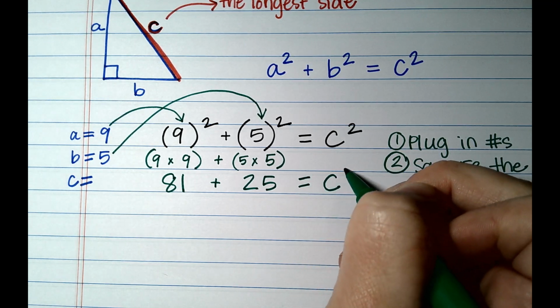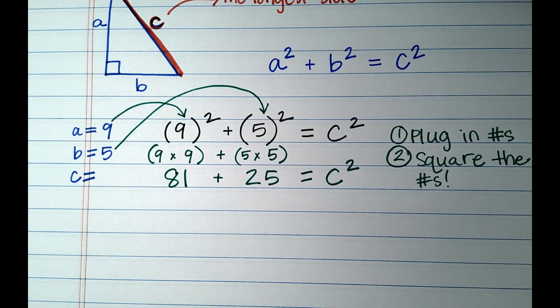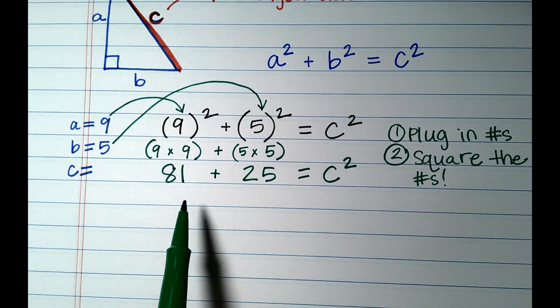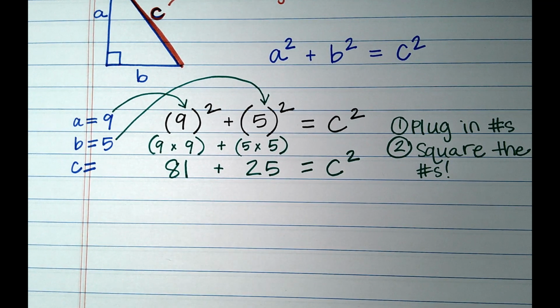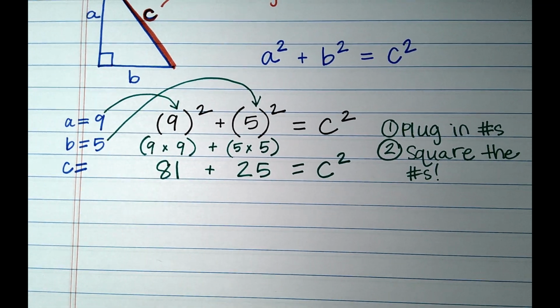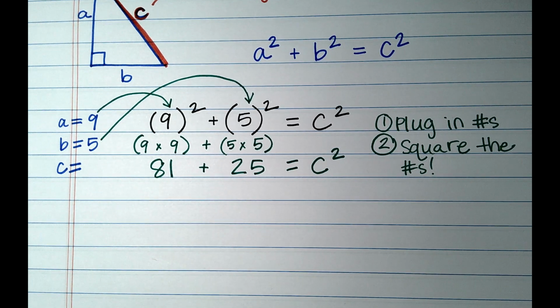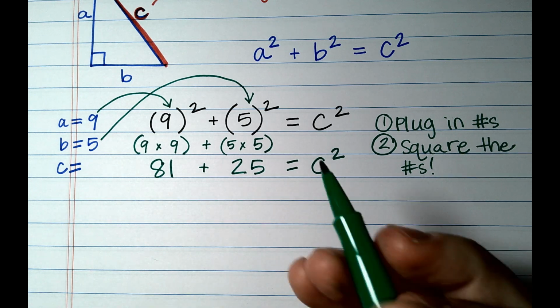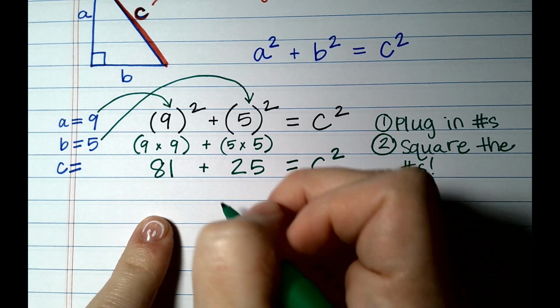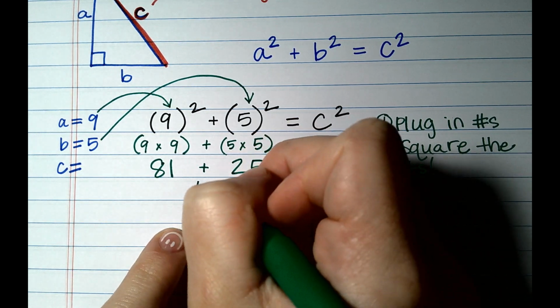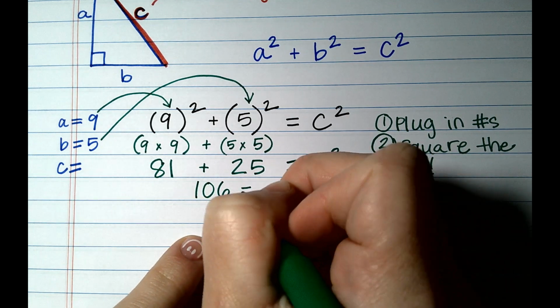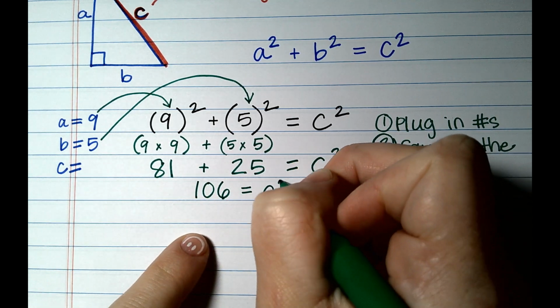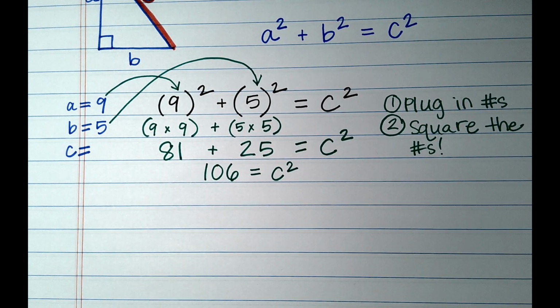I'm just going to bring down C squared. We don't know C yet. Now, do I have any like terms to combine? I do. 81 plus 25. What is that? 106. So I have 106 equals C squared.